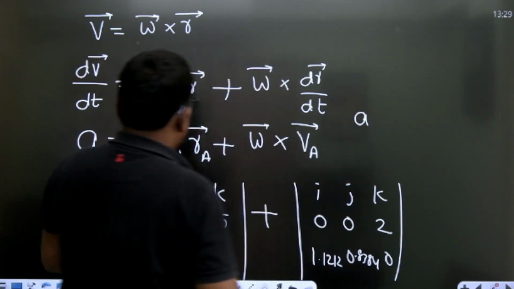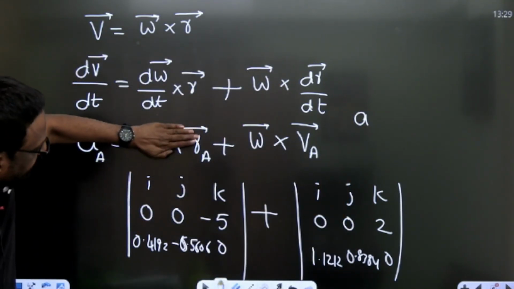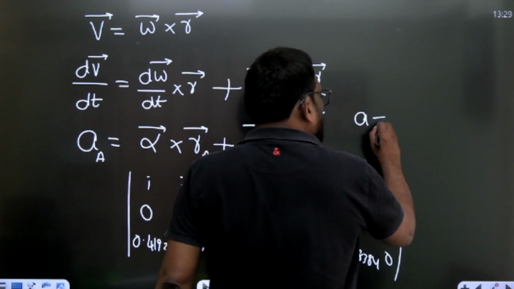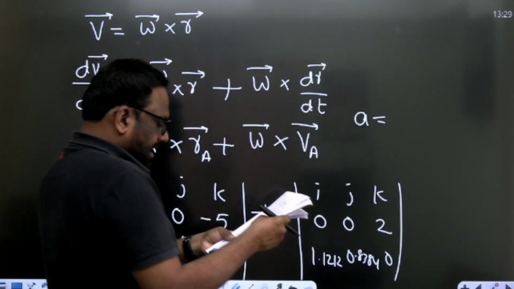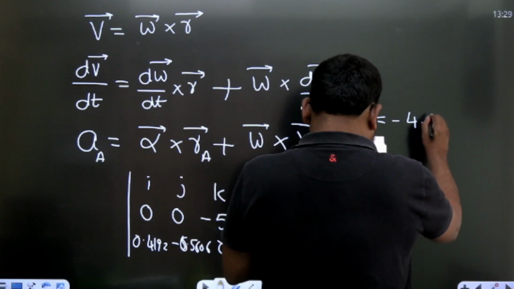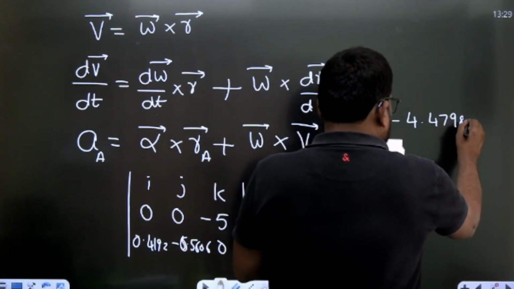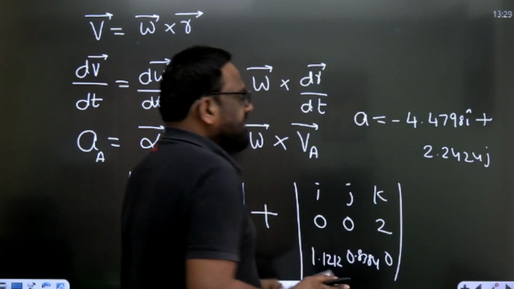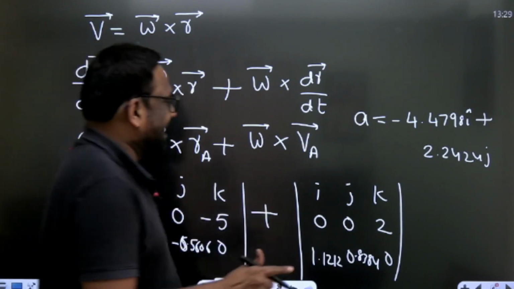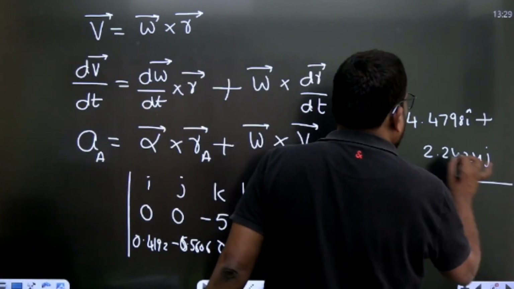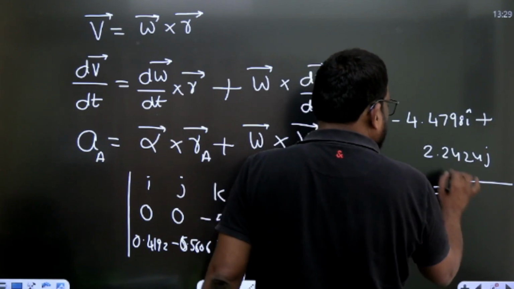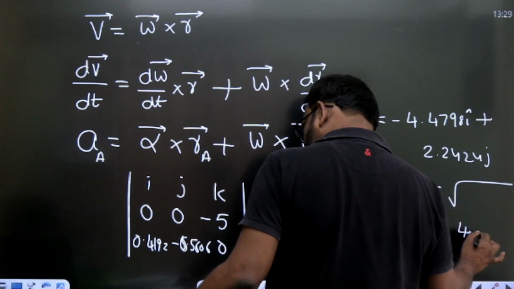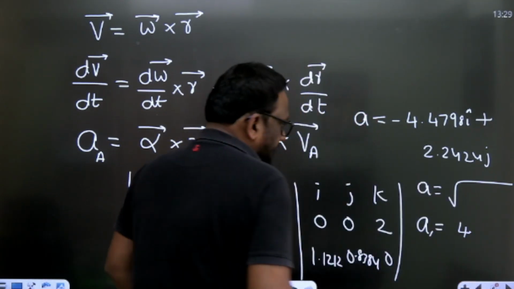So therefore the total acceleration, please note down that it is the tangential acceleration plus the normal acceleration. So you get the total acceleration. If you are adding, you will get the answer as minus 4.4798 i cap plus 2.2424 j cap. So this is the acceleration vector, and if you want the magnitude, it will be under root of this square plus this square, and you will get the answer as again 4 point, how much was it, sir, just now we have calculated, let us see once.